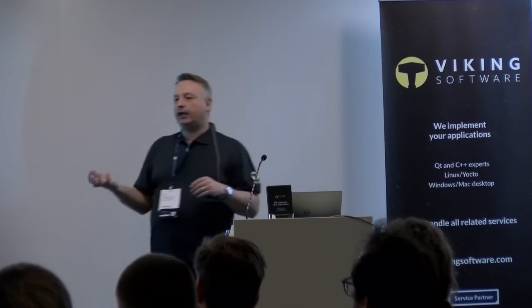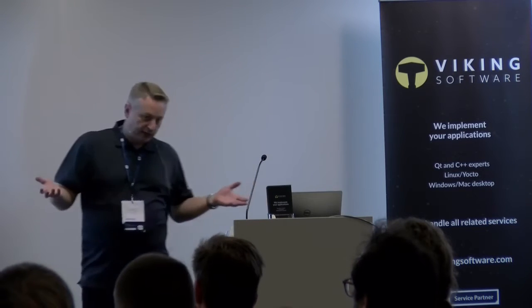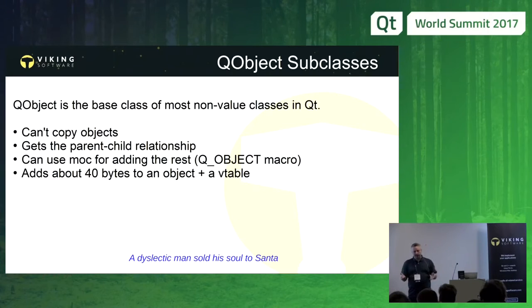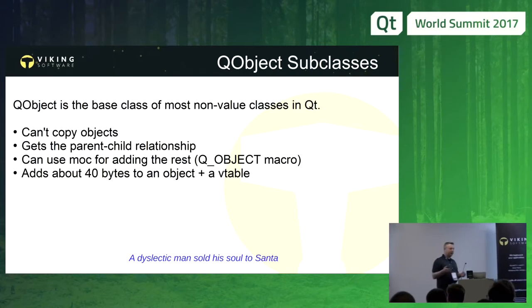So what is it that makes up a QObject? Well, there are the obvious things. You can't copy a QObject. Some of you will try to do it. I have seen a lot of attempts. Don't. It fails. And there are a lot of reasons for that. First of all, the biggest reason is the parent-child relationship. And if you want to dispute that this is the reason, then come along.